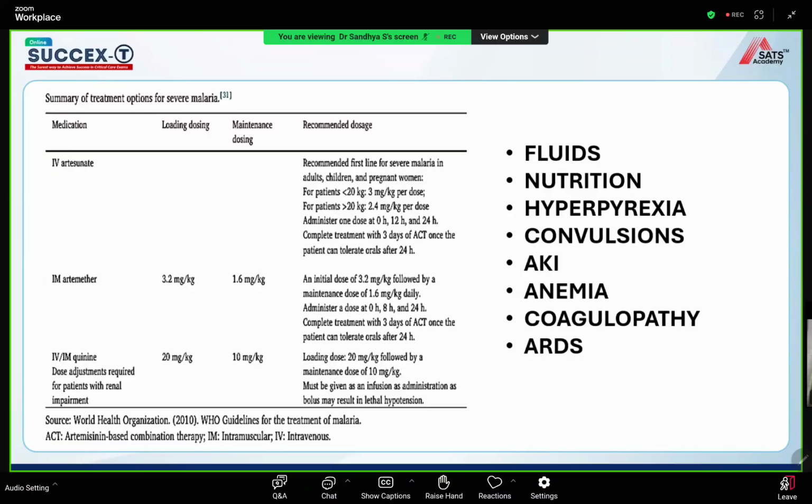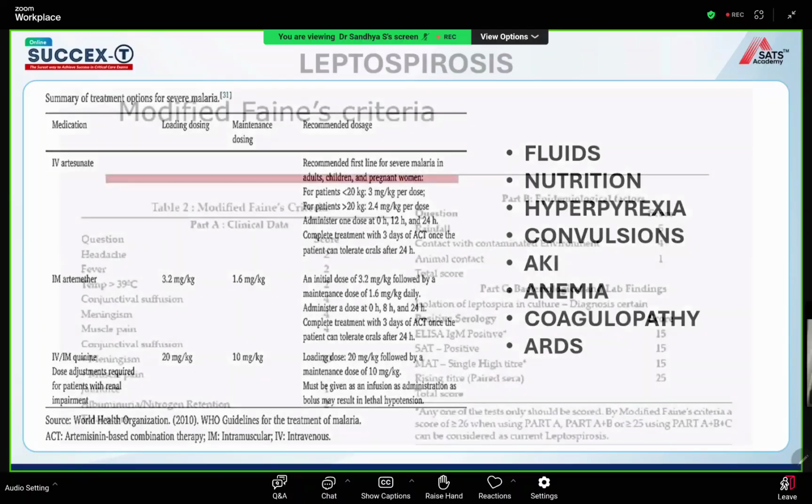It's the same for all other tropical infections. Don't talk on the specific treatment alone. The fluids, nutrition, the treatment of fever, convulsions, or other complications, all should be explained whenever you are dealing with a case, or when you're writing a note on the treatment of any tropical fever. So this is just an example, the same for all other tropical infections.